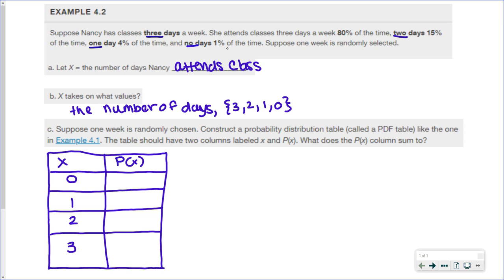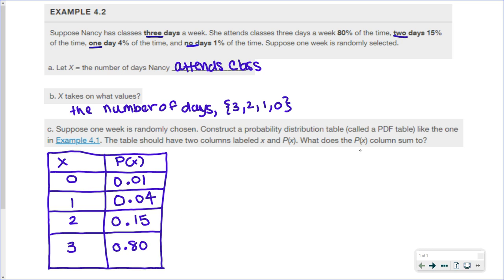So 0 days, it tells us 1% of the time. 1% in a decimal is 0.01. 1 day is 4%. So 4% in a decimal is 0.04. 2 days is 15%. So 15% in a decimal format is 0.15. And then the 3 days a week is 80%. 80% in a decimal is 0.80.